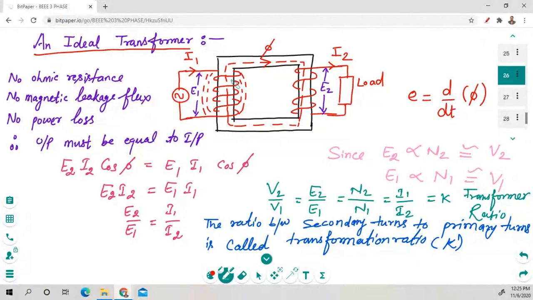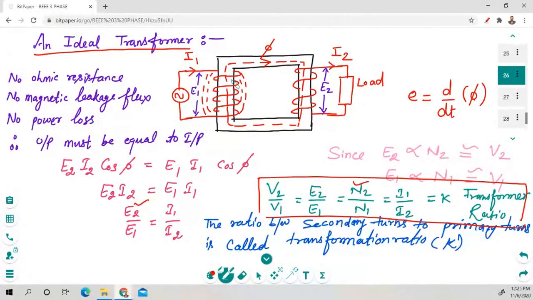Okay, so now we have to calculate a transformer ratio. So how to calculate this transformer ratio? This transformer ratio can be calculated by using the number of turns. As you know, E2 is directly proportional to N2. So this E2 will depend upon the number of turns, N2.